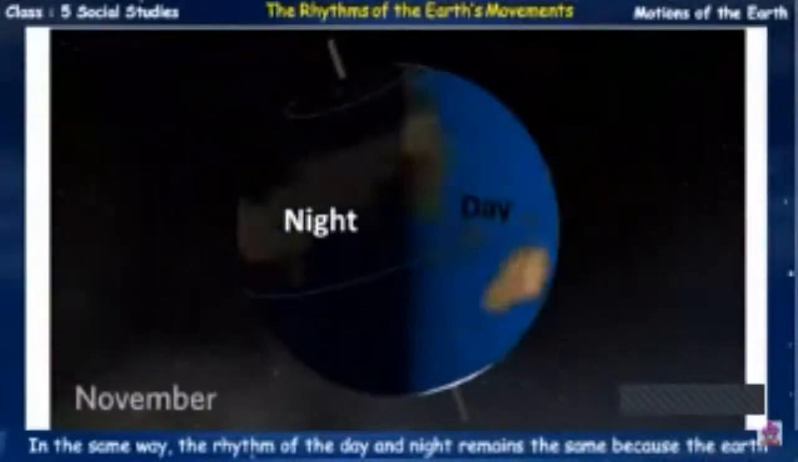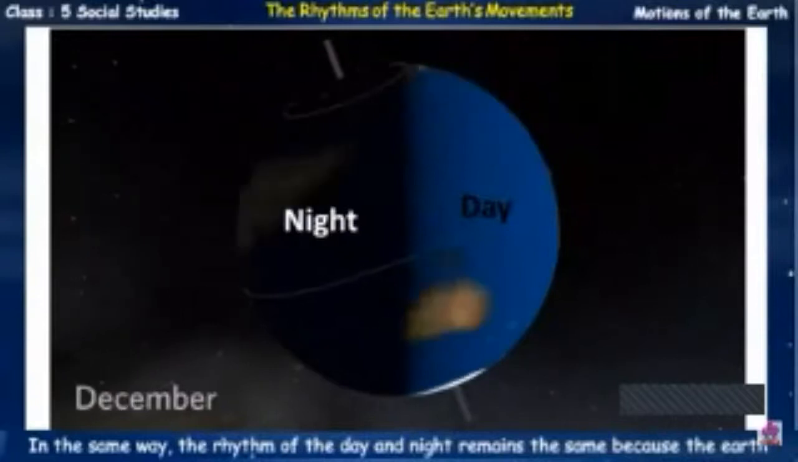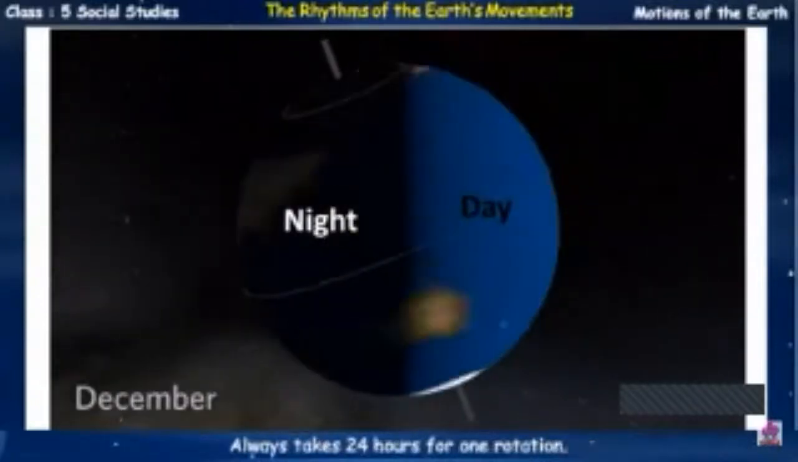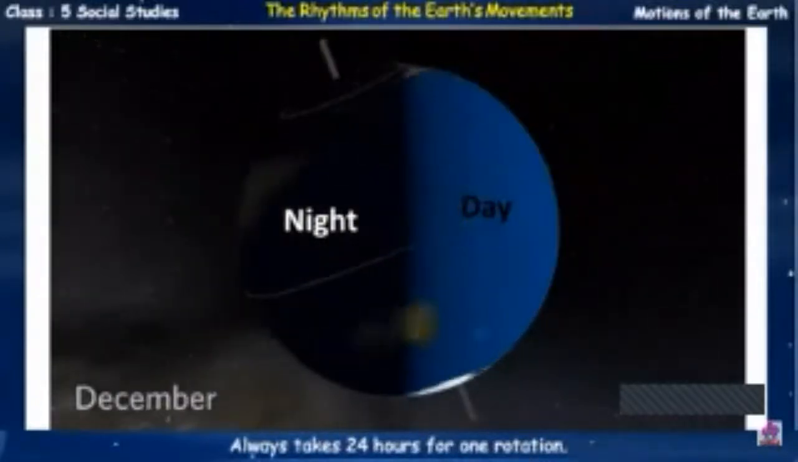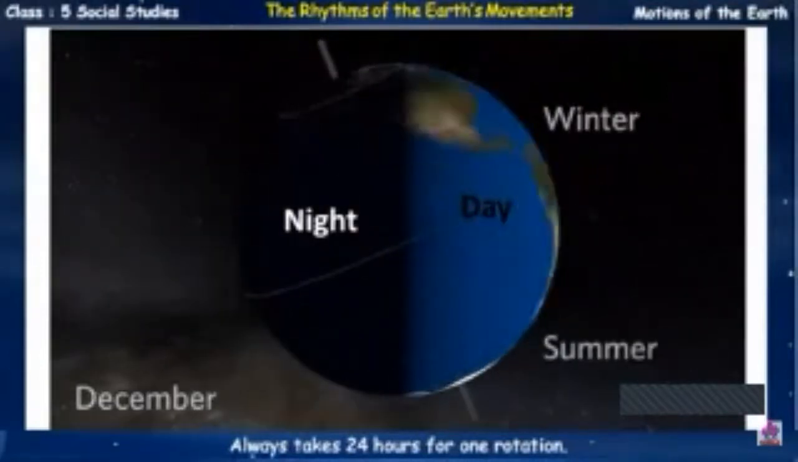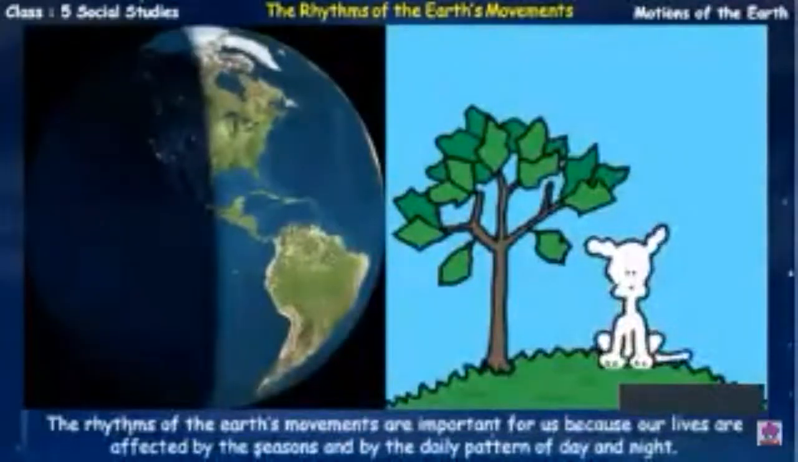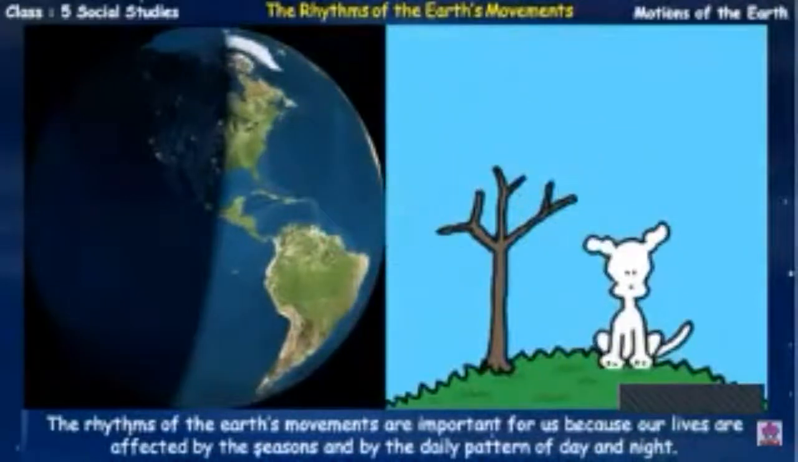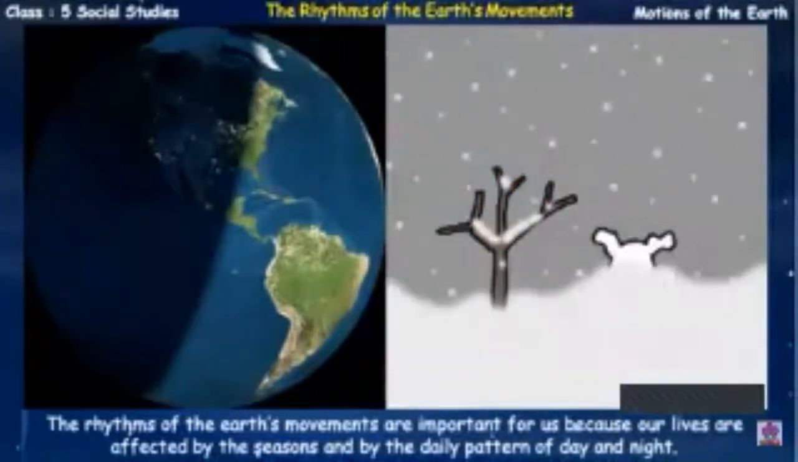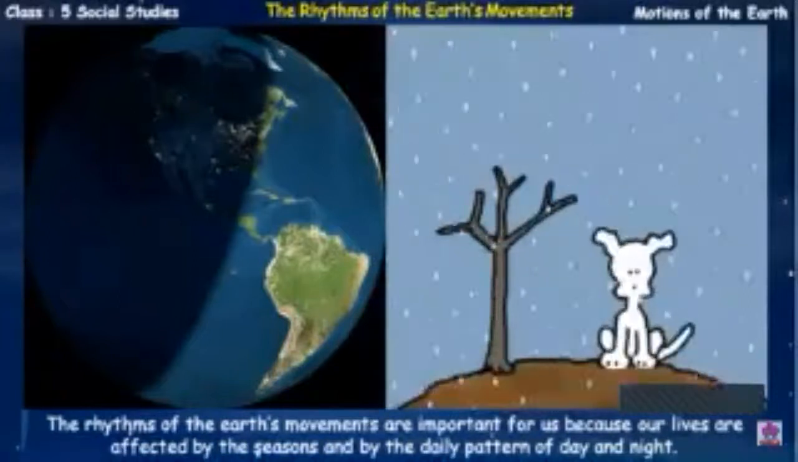In the same way, the rhythm of day and night remains the same, because the Earth always takes 24 hours for one rotation. The rhythms of the Earth's movements are important for us, because our lives are affected by the seasons, and by the daily pattern of day and night.